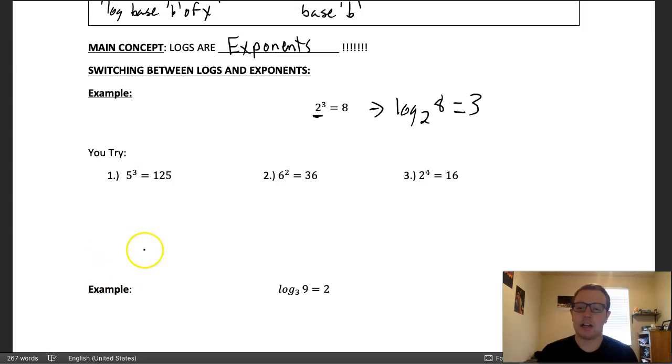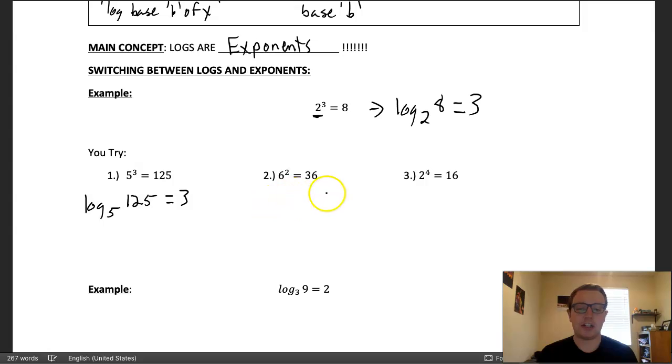Now let's have you all try switching a couple around. We have 5 cubed is equal to 125. What is that as a logarithm? So for this, we make the 5 the base of our logarithm. So we have log base 5, and then we bring it over to the right-hand side. So log base 5 of 125 is equal to 3.